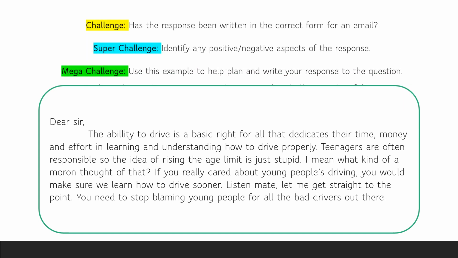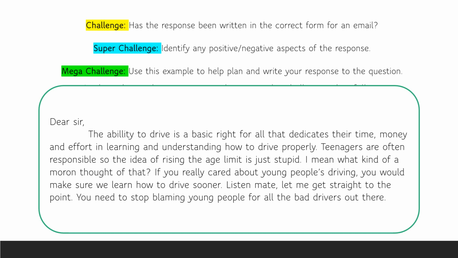So what I'd like you to do now that we've gone through the response is just think about, first of all, has the response been written in the correct form for an email? Then the super challenge would be identify any positives or negative aspects of the response. Then the mega challenge, use this example to help plan and write your first response to this question.